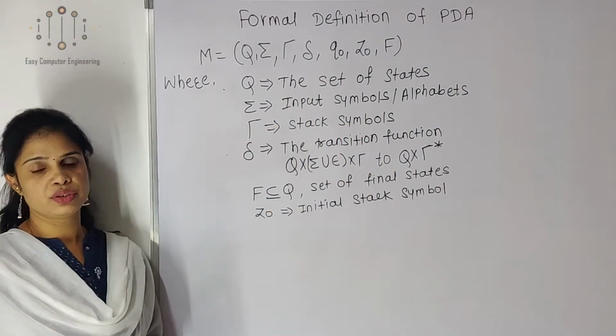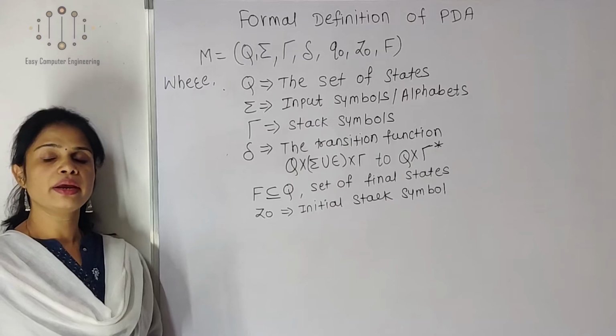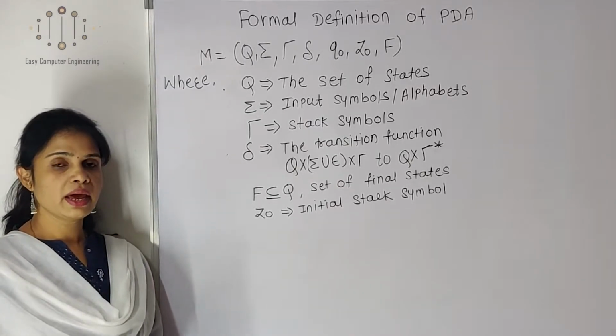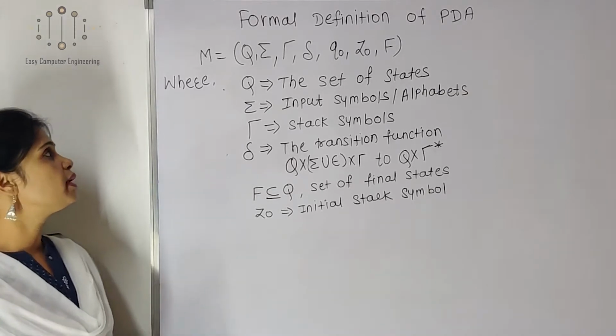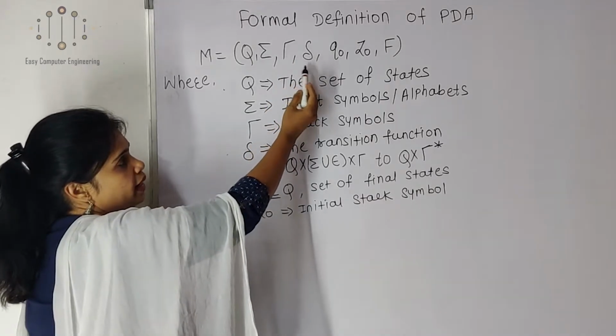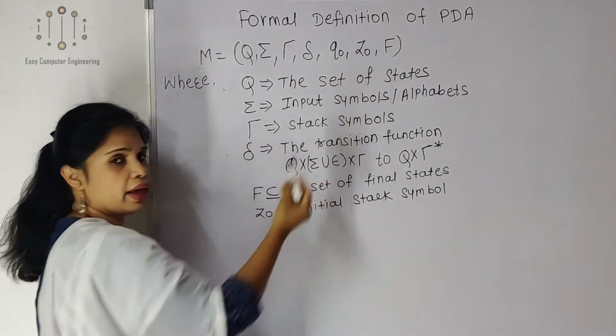Let's see the formal definition of pushdown automata. In finite automata, there were 5 tuples. In pushdown automata, there are 7 tuples. So these are the tuples: Q, sigma, this new one is tau, delta, Q0, Z0, and F.